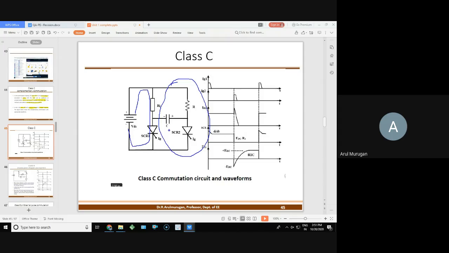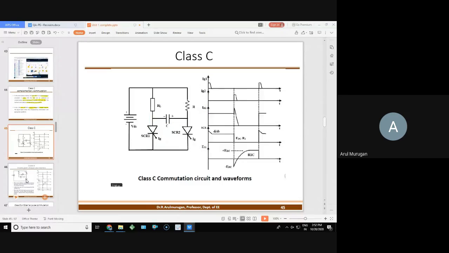What is the purpose for turning off this SCR? For turning off the SCR, I am going to remove the power supply, and the capacitance has already charged in one direction. When I remove the power supply, the current will flow in reverse across the SCR, so it will turn off. So this is about the auxiliary method to turn off the SCR.